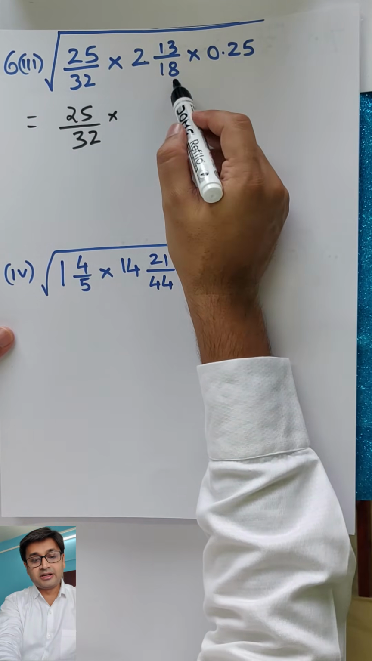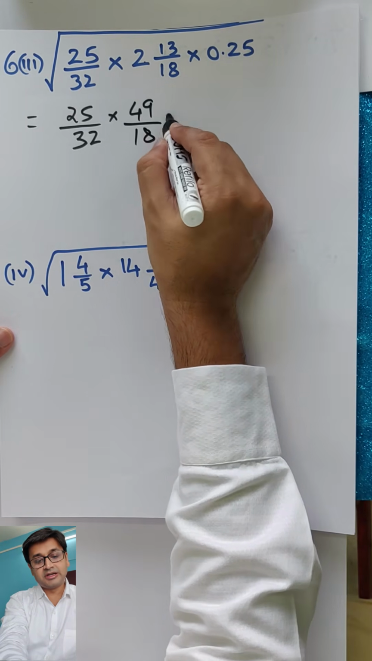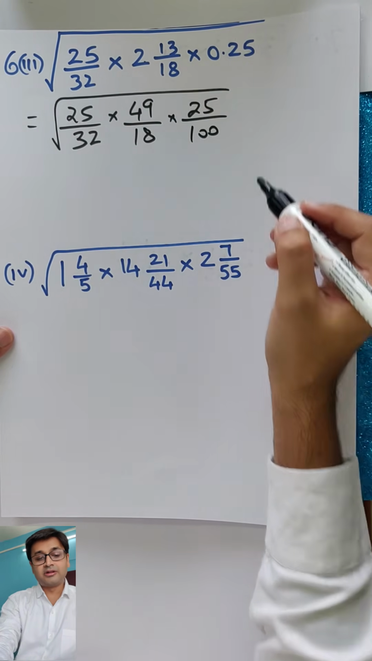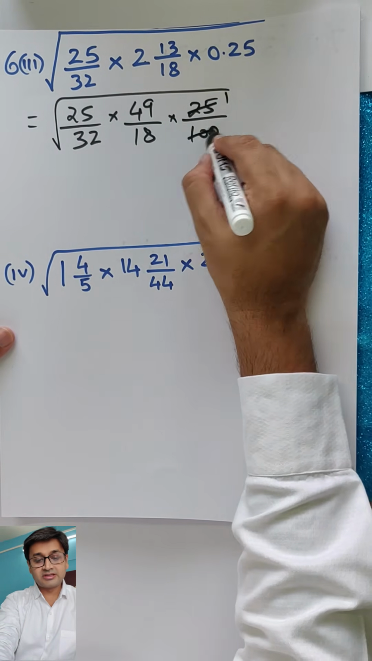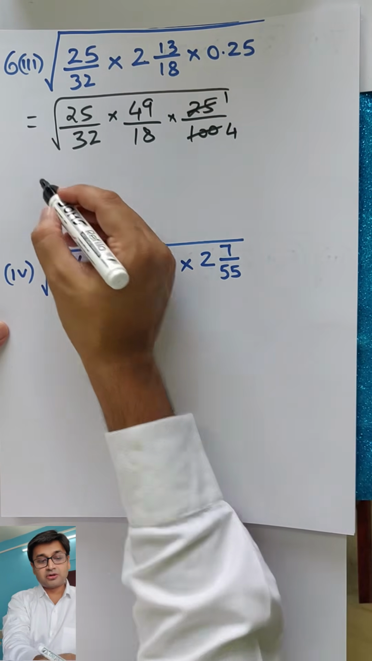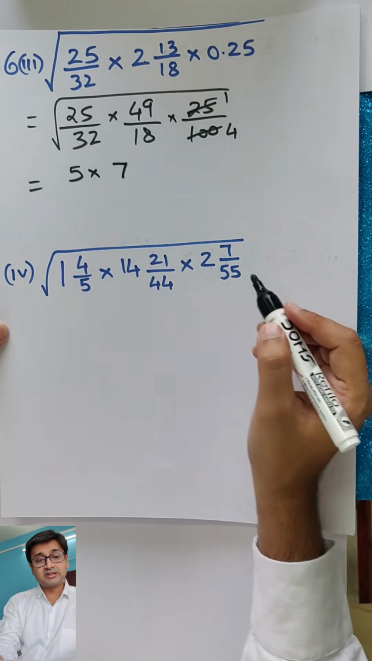Multiply this. 18 2s are 36, 36 plus 13 is 49 upon 18, and get rid of the decimal, so 25 by 100. Put it under the root. 25 ones are 25, fours are 100. Wherever I can cancel, you should. Now that you can't cancel, the root of 25 is 5, the root of 49 is 7.